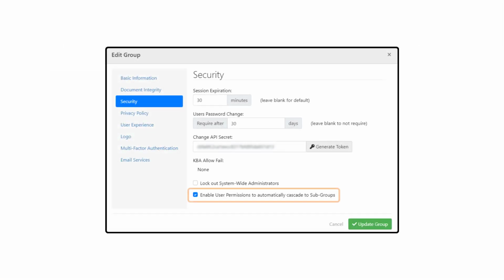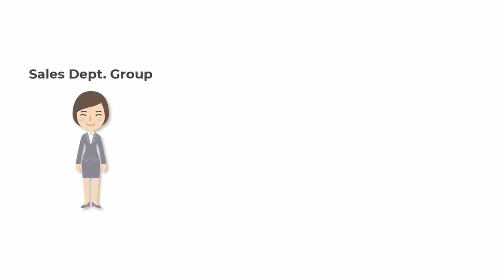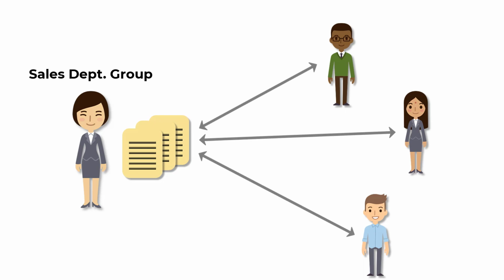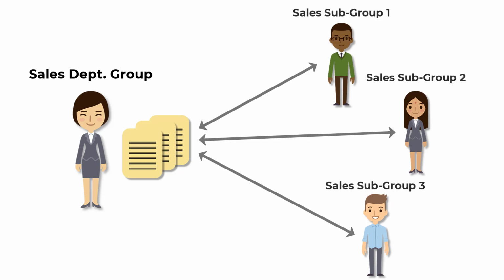Let's look at an example of when to use a subgroup when Enable User Permissions to Automatically Cascade to Subgroups is enabled. A simple example would be a sales department. You are a sales manager, you create some workflows that you want all your sales agents to launch, but you don't want all the sales agents to have views into each other's sales documents and reports. So you create a subgroup for each sales agent while the manager has full visibility over all of them by existing in the parent group.